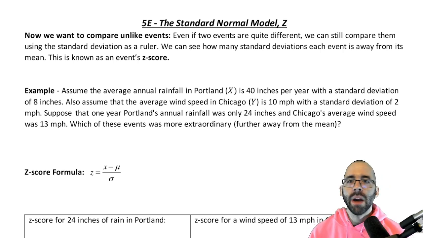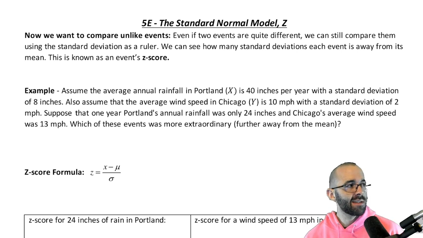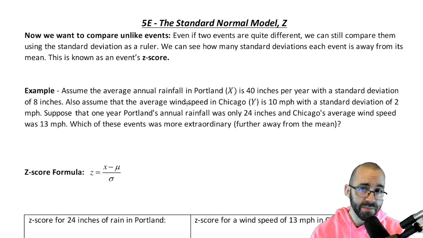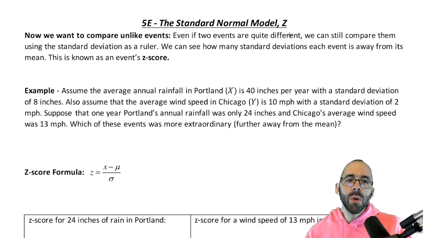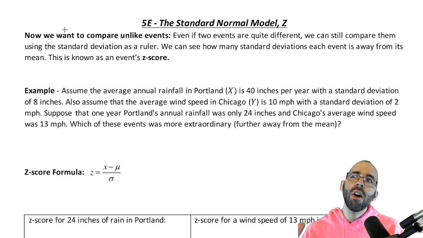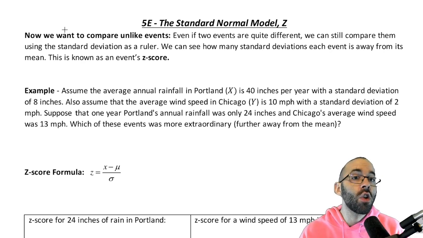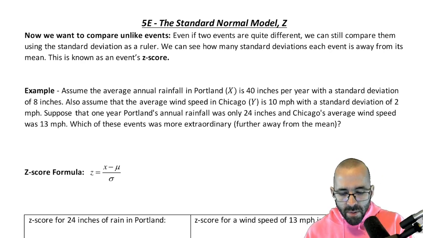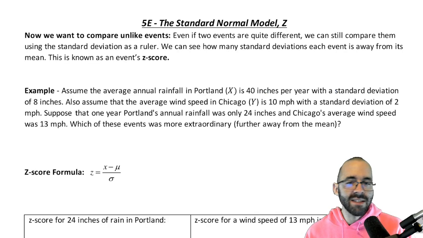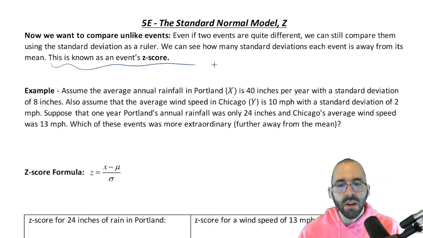But now what if we want to compare events with different models? Like say, in our example, how can we compare the likelihood of rainfall in Portland with wind speed in Chicago for a certain year? Well, what we're going to do is measure their standard deviations and talk about how far a value is in terms of standard deviations. Remember that every time we drew one of these pictures, we'd always just count standard deviations, and that would tell us how far we are. And we're going to formalize that notion with something called a z-score.